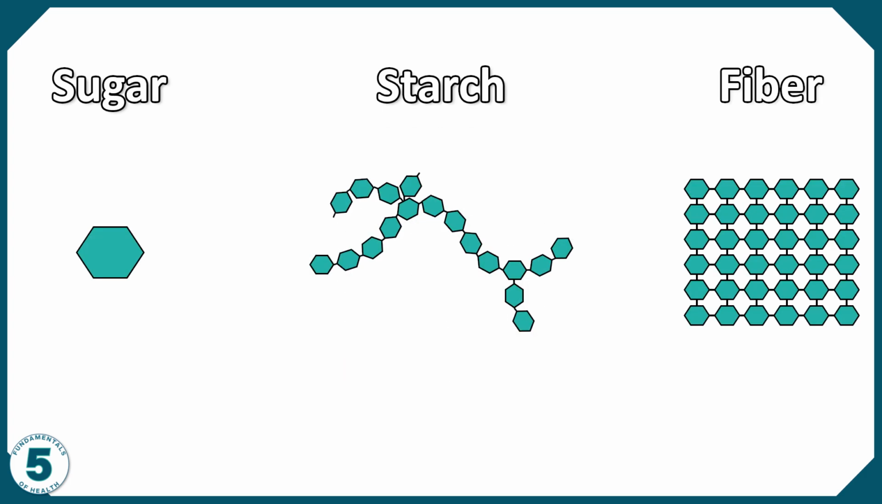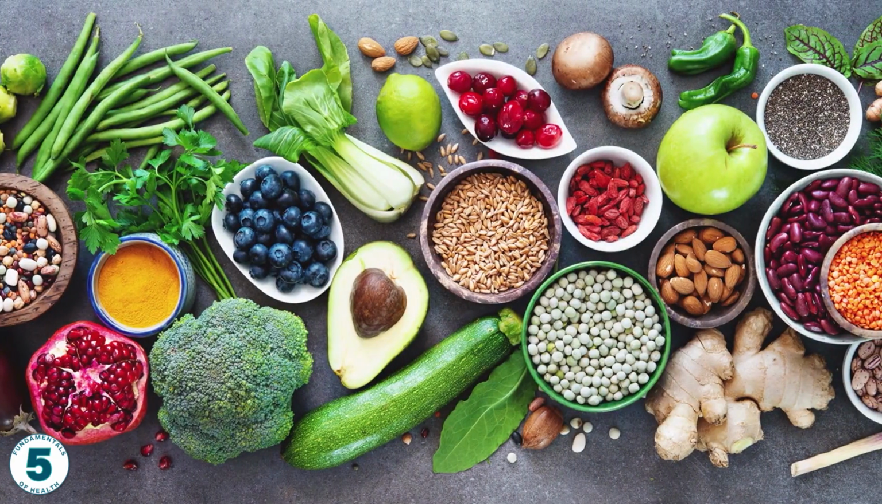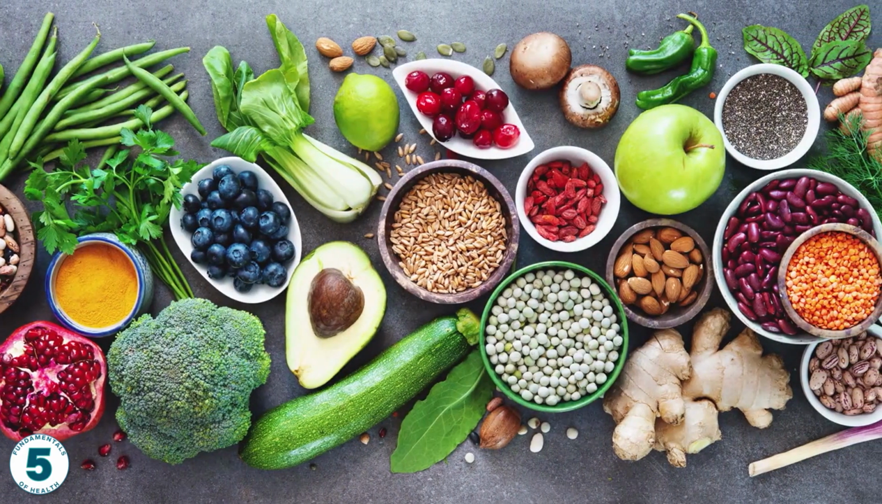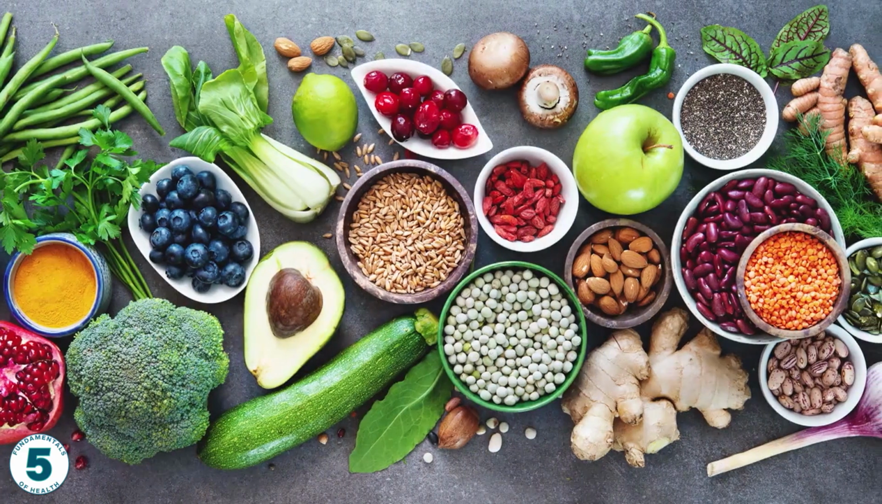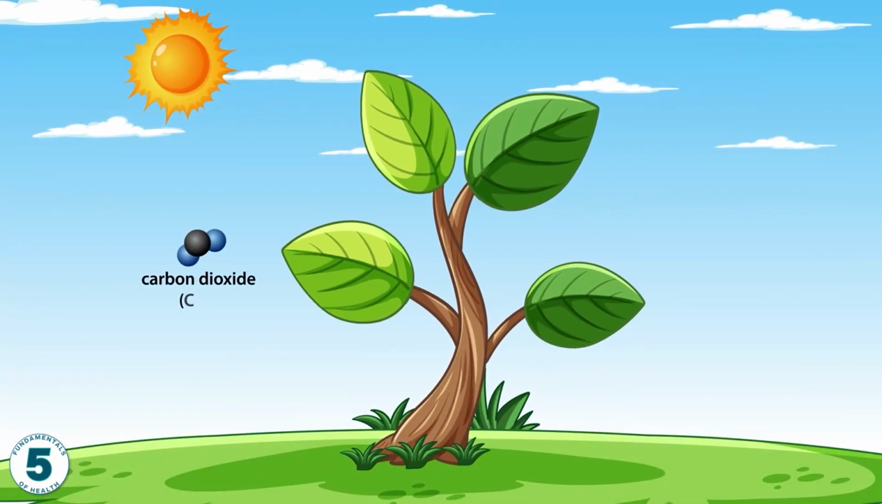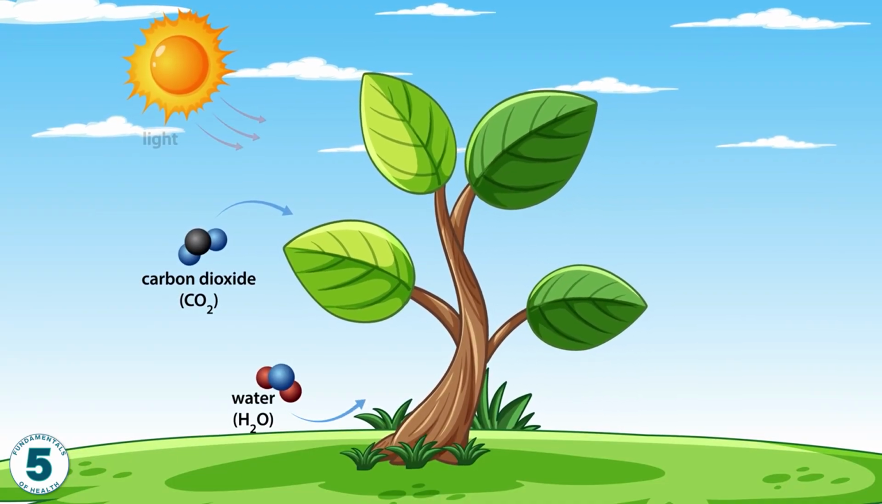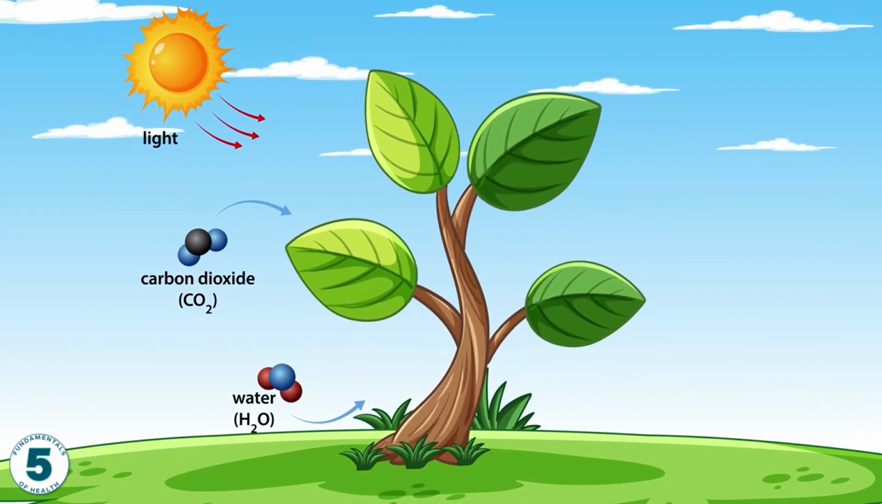Sugars, starch, and fiber are all present in much of the food that we find in natural settings, like these. You'll notice that these foods all come from plants. Plants are very good at making carbohydrates, which they can construct out of water and the carbon dioxide in air, and pack with energy from sunlight.